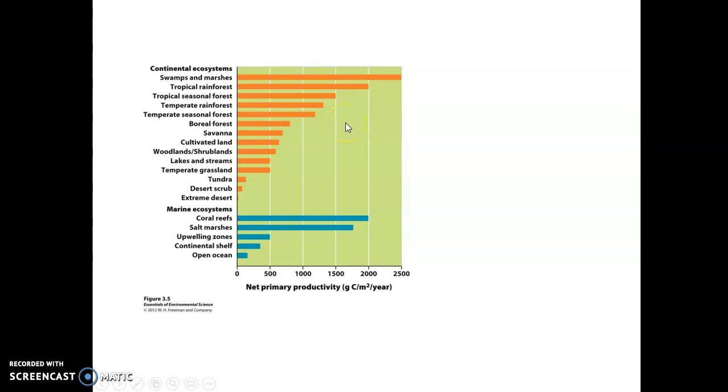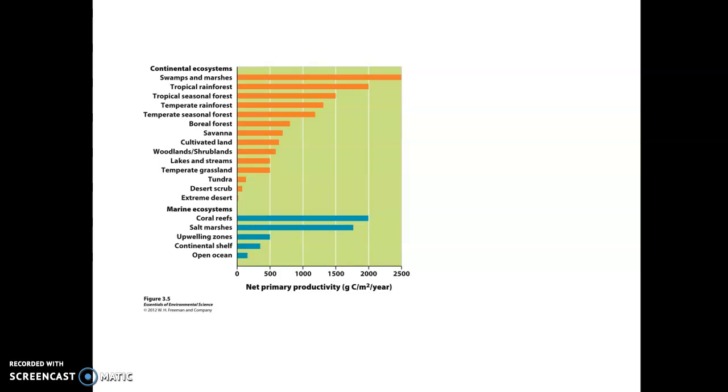Even though we might not feel that it is as productive as a tropical rainforest, it's very important to us, and that includes here on Cape Cod. Moving down the line, we have tropical seasonal forest, which means a warm seasonal forest. Next one here is temperate rainforest, which would be like in Washington State and Oregon. And temperate seasonal forest, which is what we have here on the East Coast in Massachusetts.